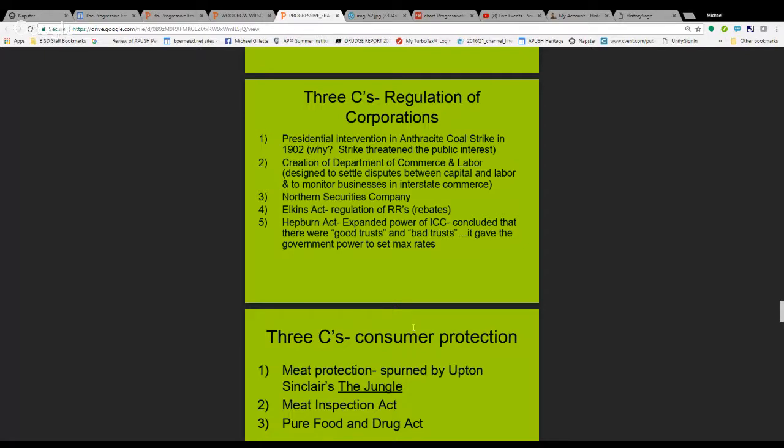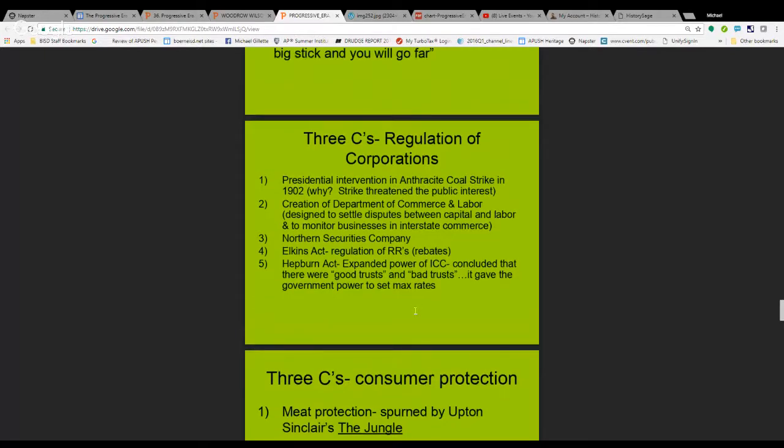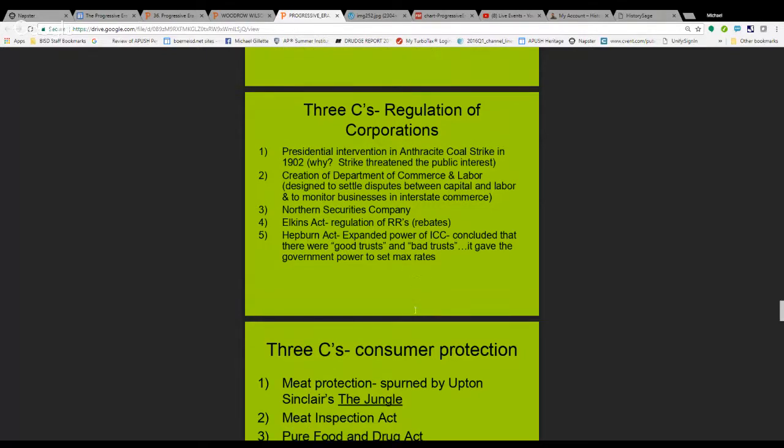And the big thing with Roosevelt is he distinguished between good trusts and bad trusts. He thought that we should only destroy the monopolies that are guilty of the most injustice, and that the companies, the monopolies that are actually providing great benefits to the economy, they should be left alone, but that they should be regulated. He also, if you see here, number 4 and 5, those are examples of railroad regulation. So he not only went after trusts, but he also regulates the railroads. The second C is consumer protection.